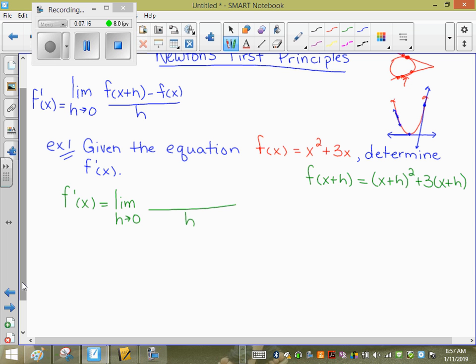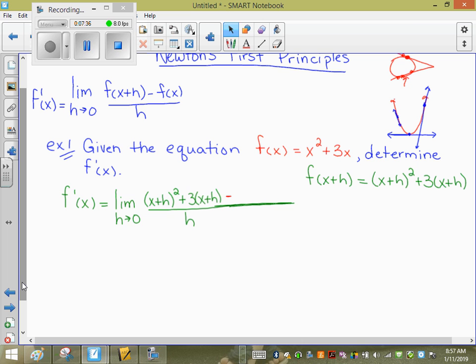So in the numerator here, we would have x plus h squared plus 3 times x plus h. Then minus, what do we have to minus? Right, we have to minus f of x, which we already have. f of x is this. But what do I have to remember to do when I have a binomial or a trinomial or anything behind a minus sign? Yeah.